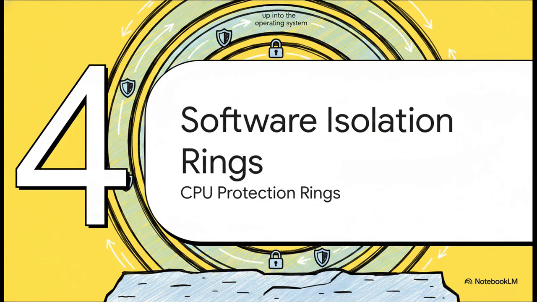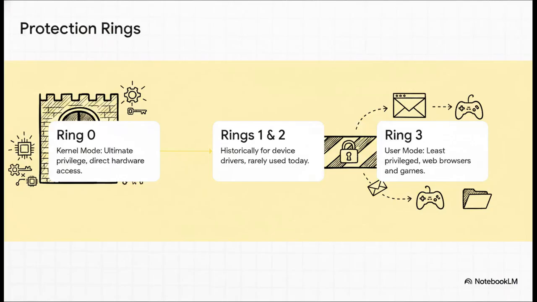Section 4. Software isolation and rings. So, having laid out this impenetrable, immutable hardware bedrock, we can now confidently move up into the operating system itself to establish our internal VIP clearance levels. To enforce the principle of least privilege, operating systems rely on the CPU protection ring model. It's essentially a hardware-enforced hierarchy of privilege. Down at the very core, in Ring 0, we have kernel mode.